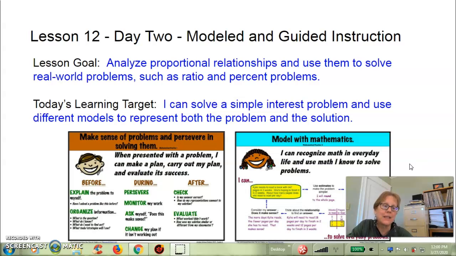Back to the learning target, the goal for our unit is to learn about using proportions to solve percent problems primarily. Today it's going to be about simple interest, and we'll talk a little bit about paying interest on loans. We might talk a little bit about sales tax as well. The two major practices we're going to focus on today are making sense of problems and persevering in solving them, which I think could go on every lesson, and then modeling with mathematics. But let's take a look at a warm-up first.